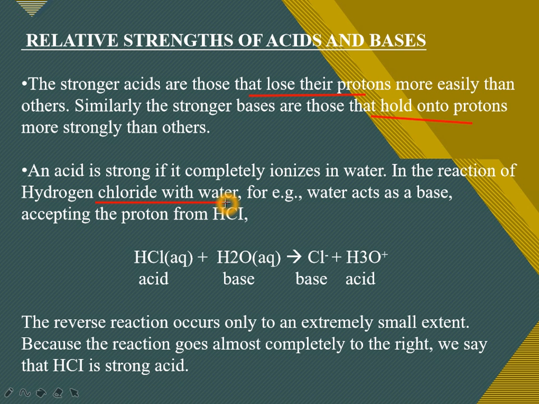The reverse reaction occurs only to an extremely small extent because the reaction goes completely to the right, since hydrochloric acid ionizes completely, and hence it is a strong acid.